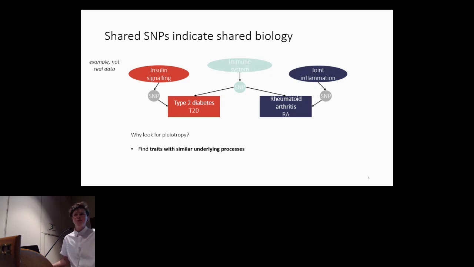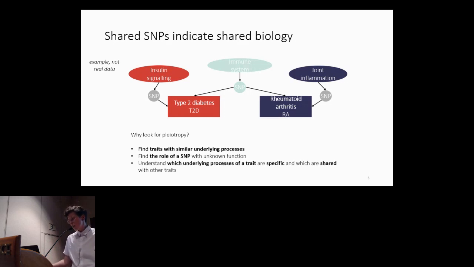But why would we look for them? If we can identify these SNPs, we can find traits that have similar underlying processes, as I illustrated in this example. We could also potentially find out more about the role of a SNP that had an unknown function previously. And if we zoom in on just one trait, we can understand better which underlying processes of this trait are specific and which processes are shared also with other traits.